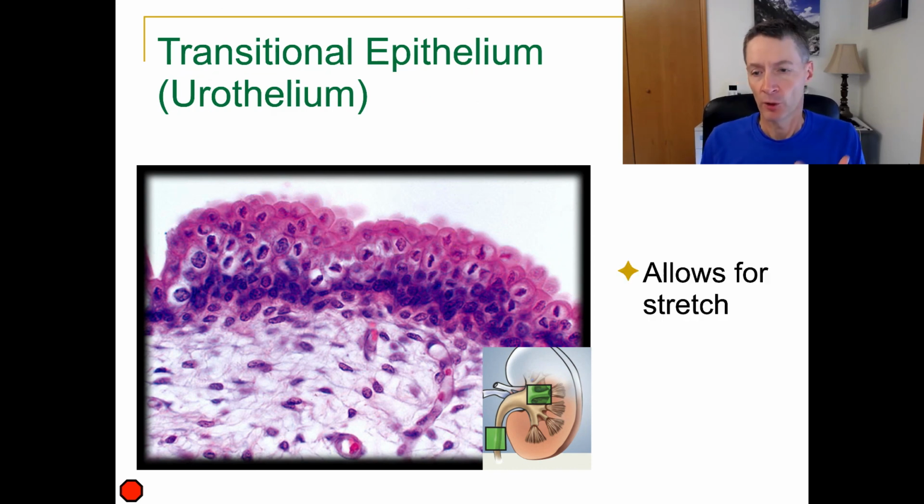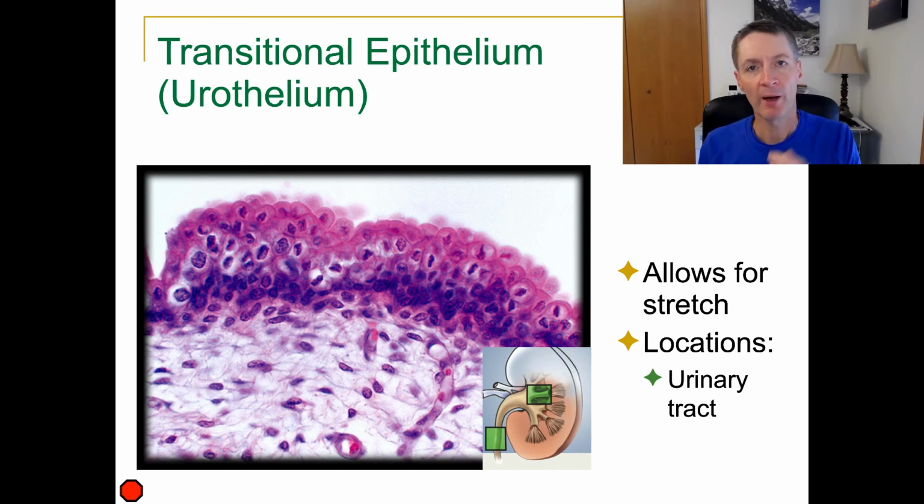All right, so what is a major function here? This particular epithelium isn't so much about absorption or secretion. There's not a lot of movement of items across this wall, but it's more about stretch. It allows for a stretchy component so that urine, for example, can be contained and still allow for stretch. Urinary tract would be your key example, including the bladder.